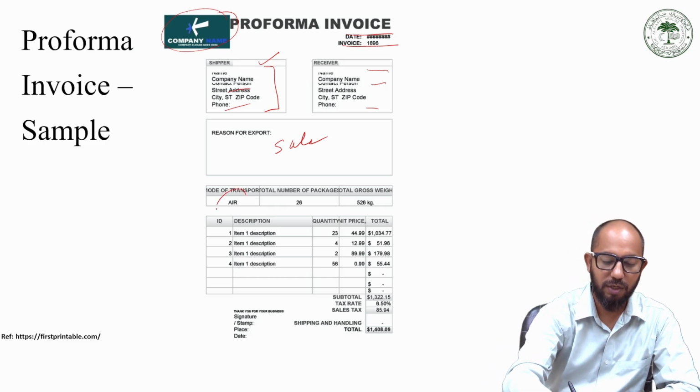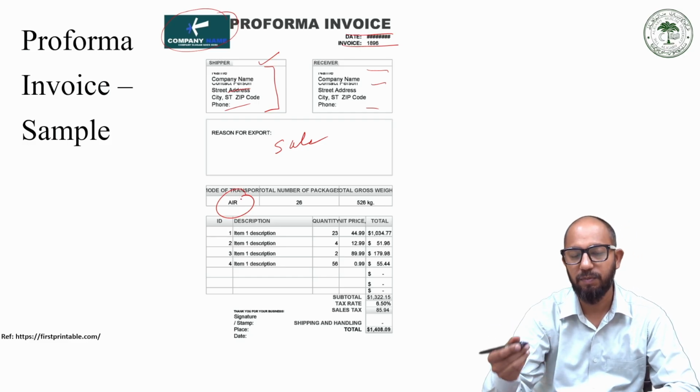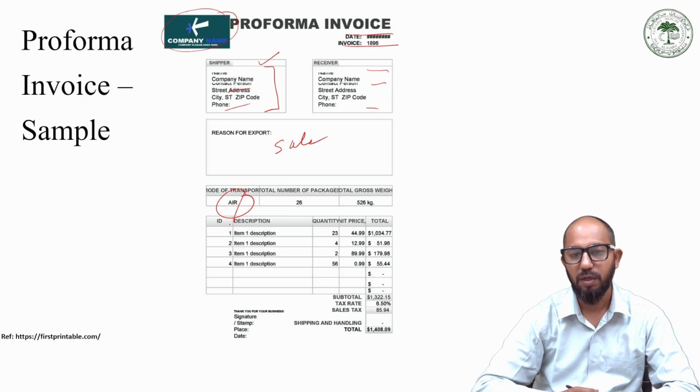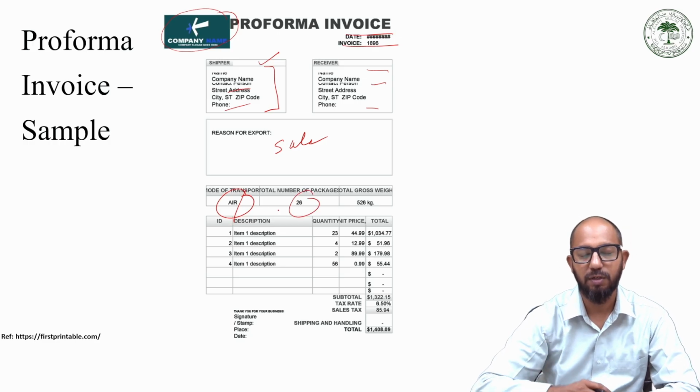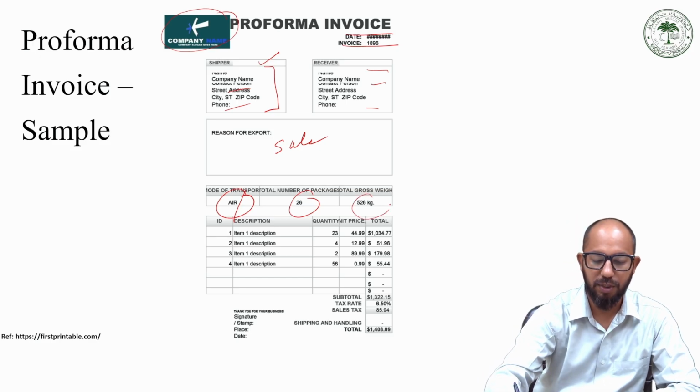What is the mode of transport? Now here you can see it can be air. If it is air, then an airway bill will be used. If it is a sea route, then another document will be used. Number of packages 26. It means 26 packages are there. Gross weight is also mentioned.